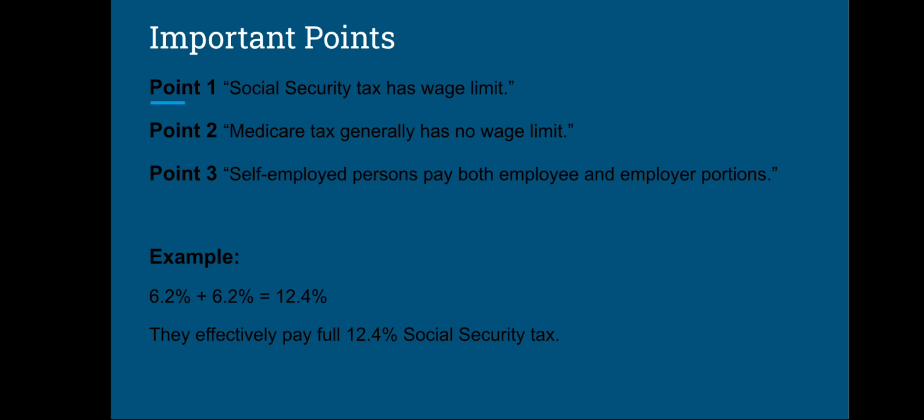Now the important points at the end: social security has a wage limit, and the person who is getting salary will pay the employer part as well as the employee part. The employee part will be included in your gross salary, but the employer part will be out of your gross salary. For example, if your gross salary is 10,000, the employer will contribute 6.2% of 10,000 separate from the gross salary.